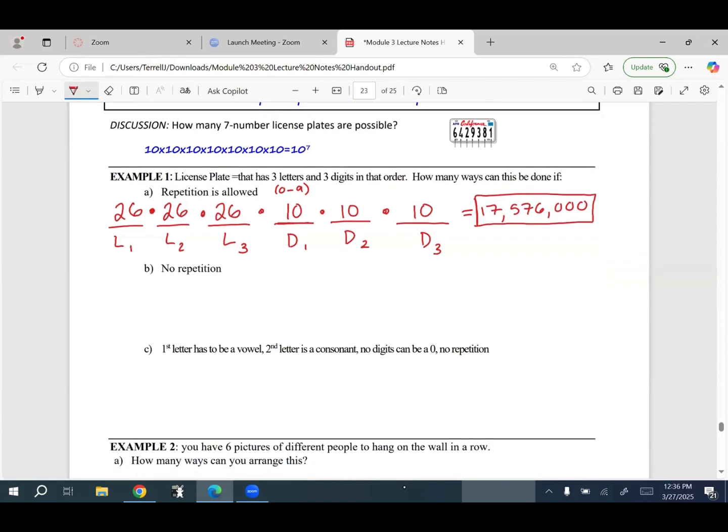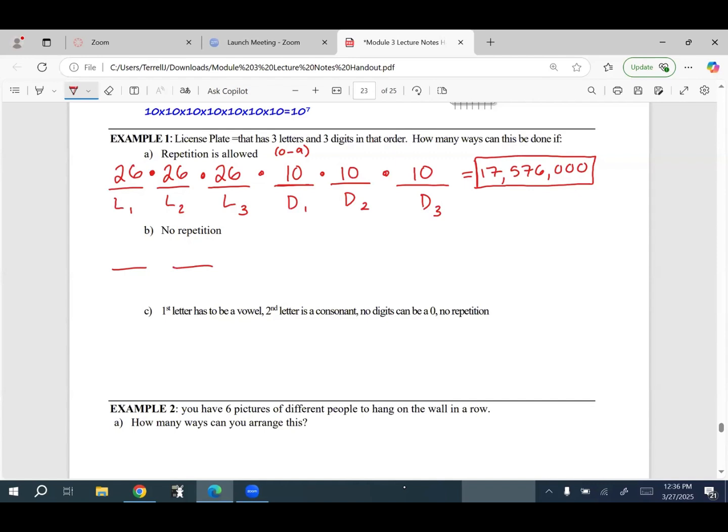Let's look at this next example. So we still have this license plate that is 3 letters followed by 3 digits. So again, just to be organized, I'm writing letter 1, letter 2, letter 3, digit 1, digit 2, and digit 3. And now we are saying no repetition is allowed.